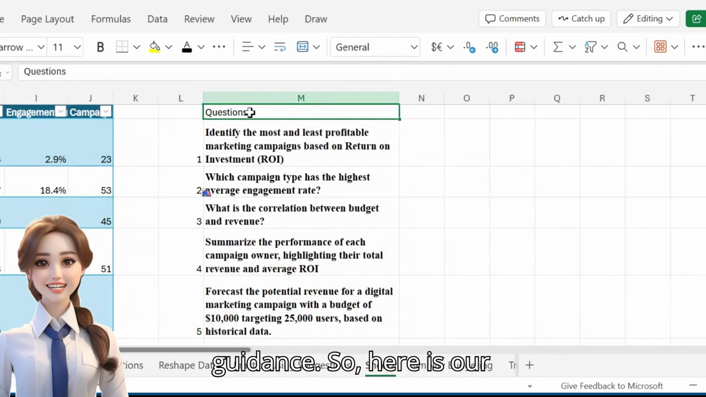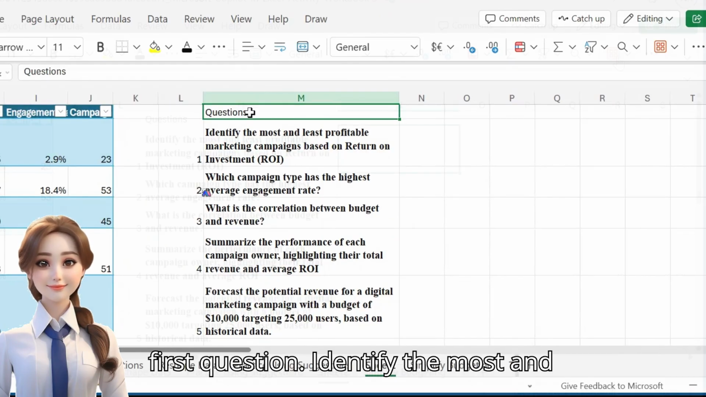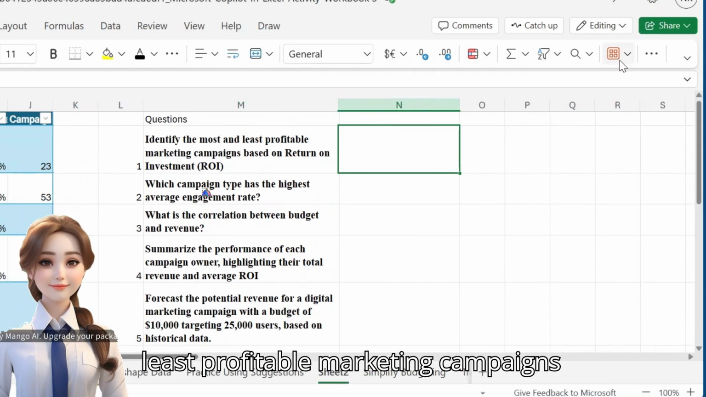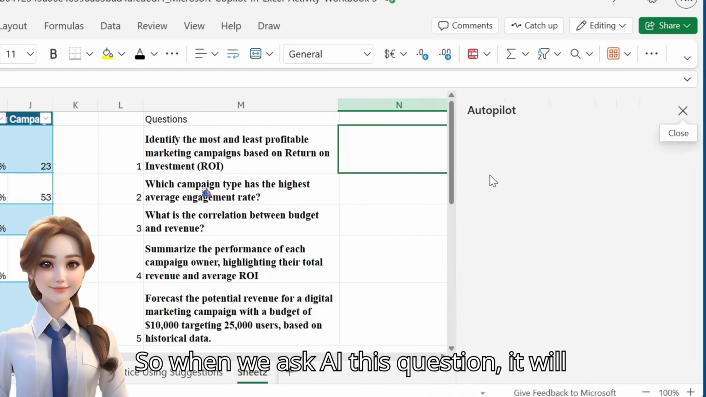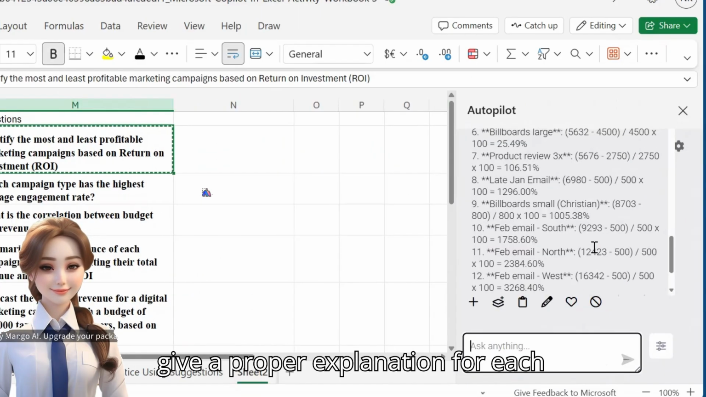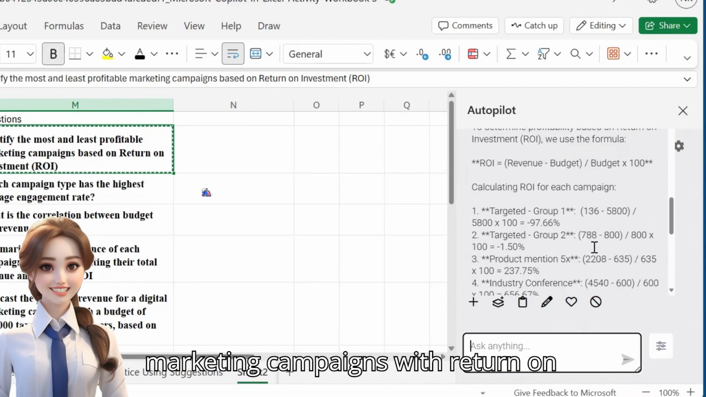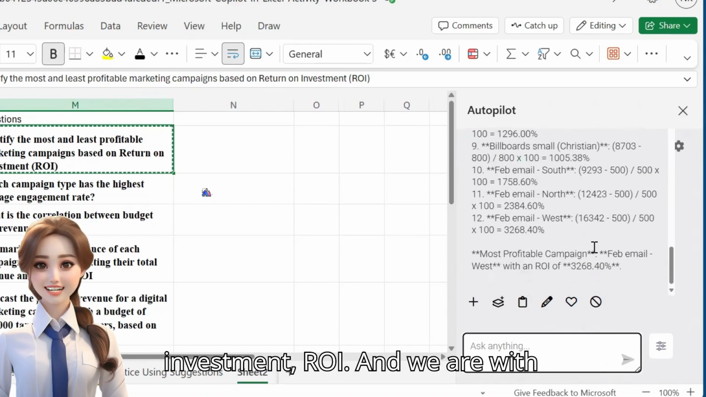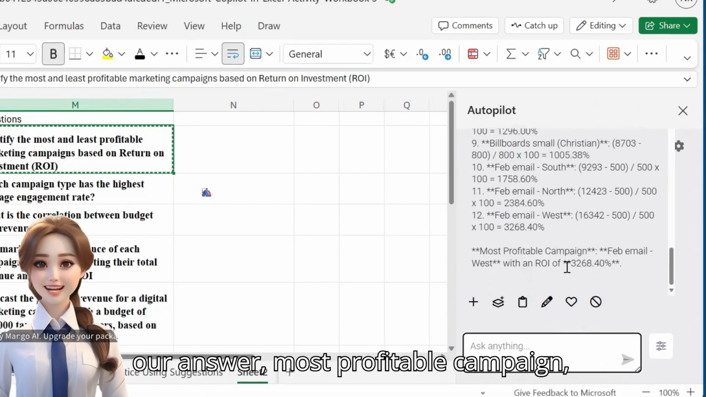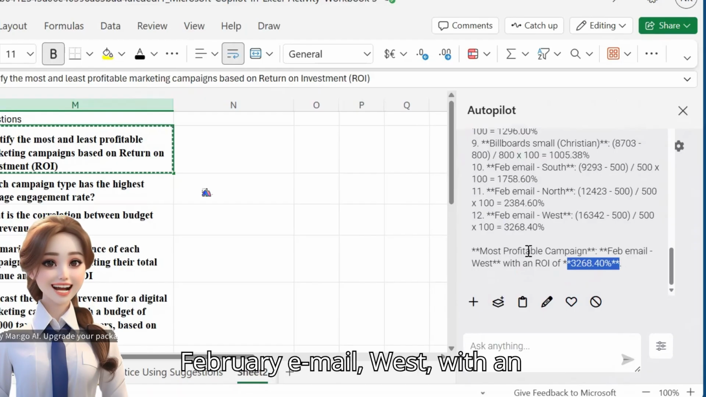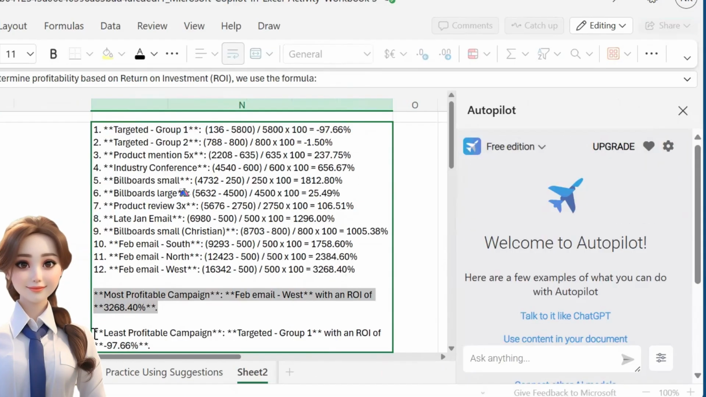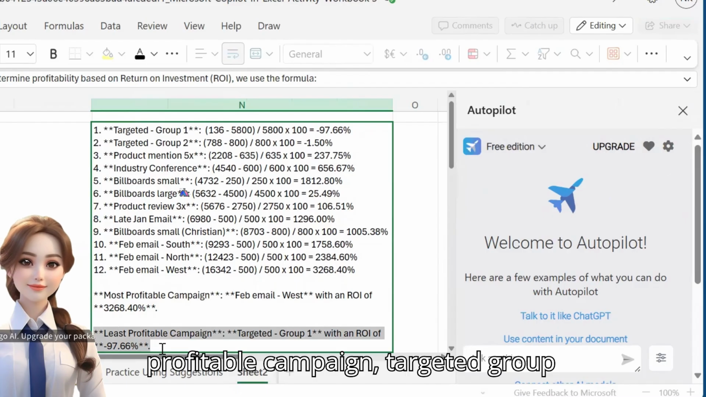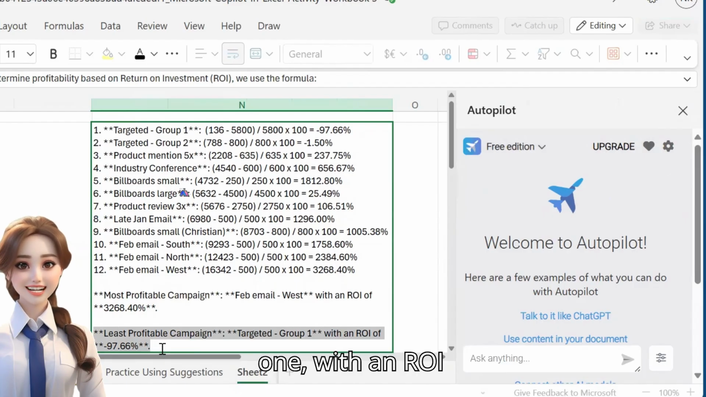So, here is our first question: identify the most and least profitable marketing campaigns based on return on investment, ROI. When we ask AI this question, it gives a proper explanation for each marketing campaign with return on investment, ROI. And we have our answer: most profitable campaign, February email, West, with an ROI of 3,268.4%. And least profitable campaign, targeted group 1, with an ROI of minus 97.66%.